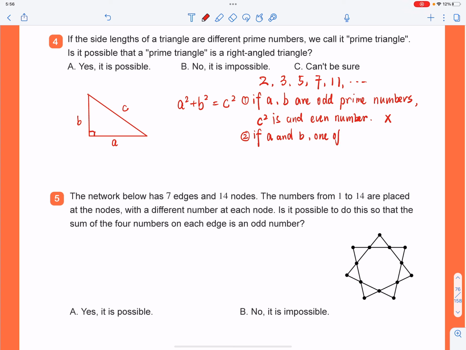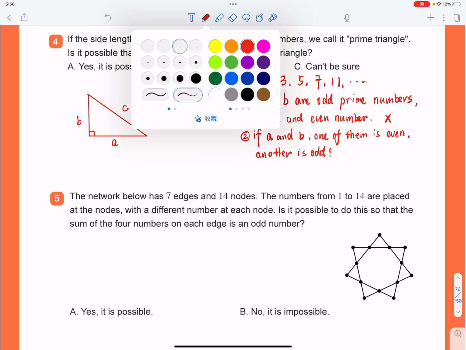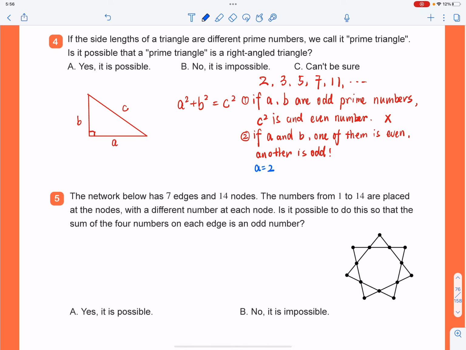And now we can try the case where one of A and B is even, because you have only one even prime number, right? And the other is odd. So actually there's no difference. You can set A as 2 or B as 2. So let's say A equals 2. If A is 2, then A squared equals 4. So what does that mean? That means 4 plus B squared equals C squared, right? And B and C will both be prime numbers.